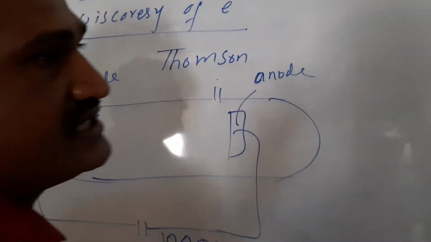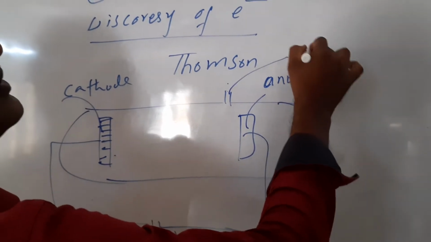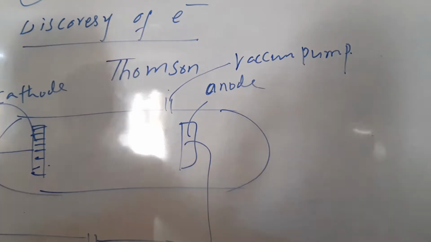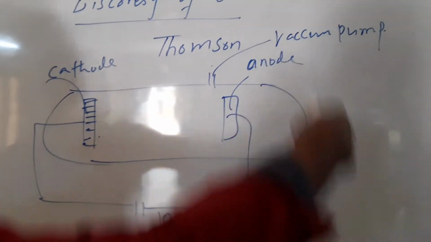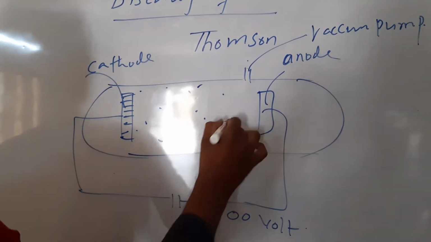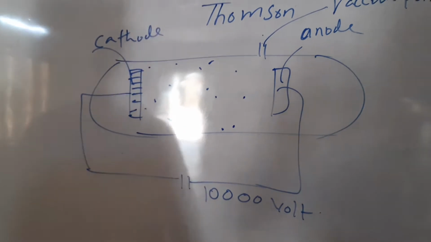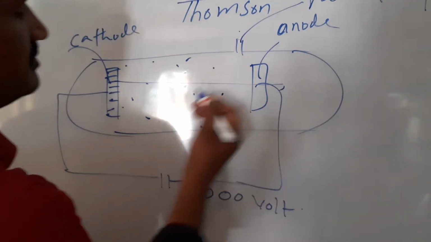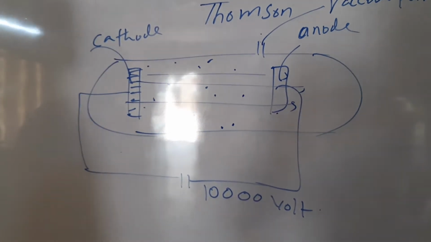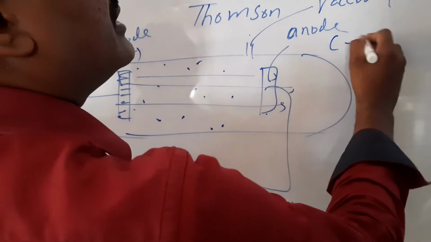Through this vacuum pump, any evacuated desired pressure can be removed. So we can remove the pressure as desired. Here he has taken the gas. When an electric discharge is applied to the gas, cathode rays travel towards the anode. Here the cathode is the negative plate, and the anode is the positive plate.